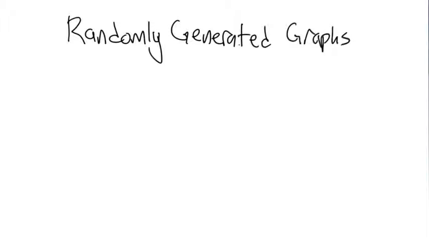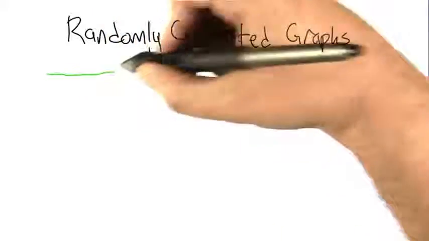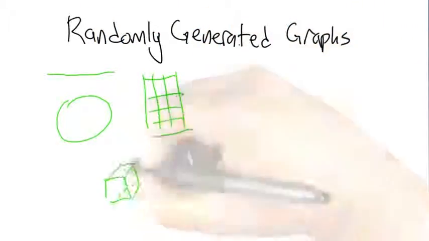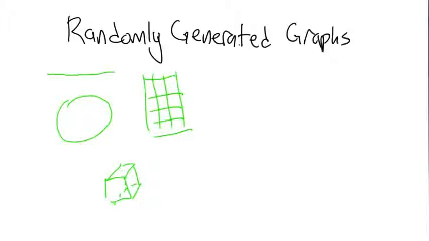To this point in the unit, we've been talking about very, very structured graphs, very clean and organized graphs. Things like chains or rings or grids, hypercubes that have a great deal of structure, and they look very different from the kinds of actual social network graphs that you see in the wild.